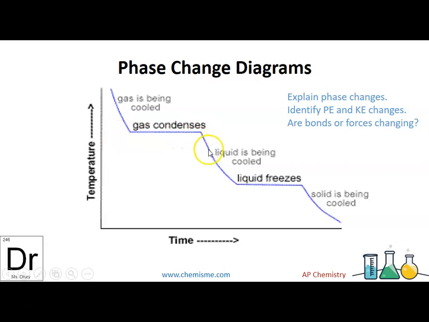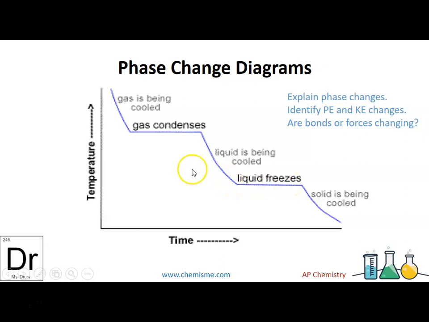And then the liquid gets closer together as it cools and eventually freezes. Again, phase changes are potential energy changes, and the particles are getting closer together to become a solid, and eventually the solid particles decrease their speed. So remember, the phase changes occur in the plateaus. So this is condensation, and this is a freezing point, also known as melting point if you went backwards.